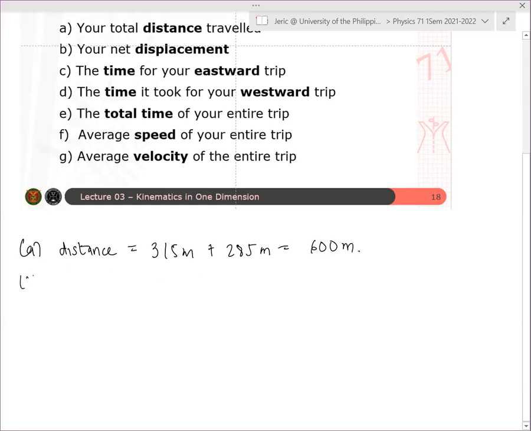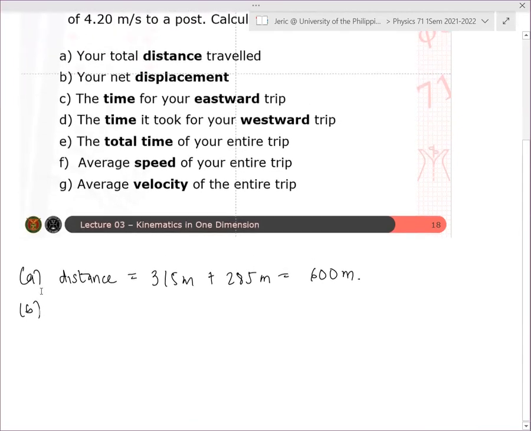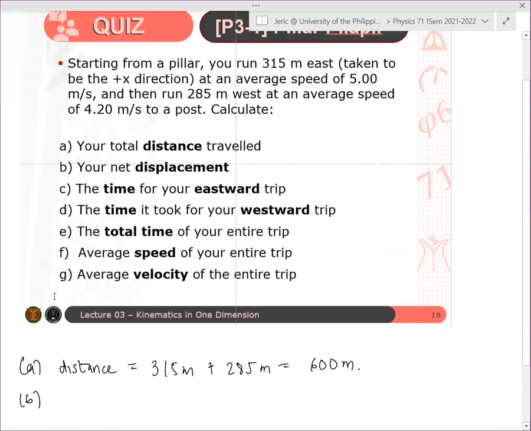Okay. Then letter B. What is the net displacement, on the other hand? The net displacement, again, you now include the convention, the direction. So as I said in the problem, you run 315 meters east. So this is 315 meters. And then you return by some distance of 285 meters, gaya nung kaninang example.